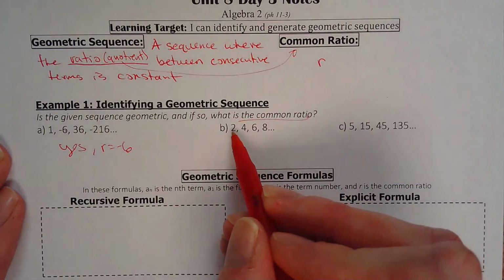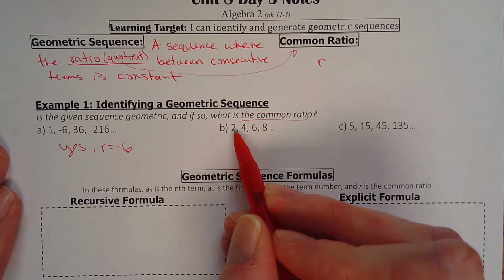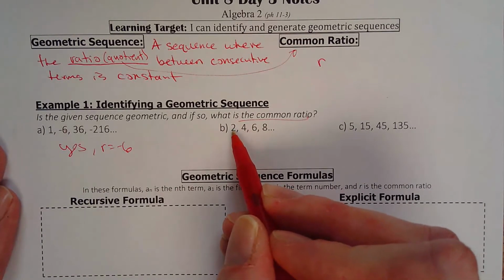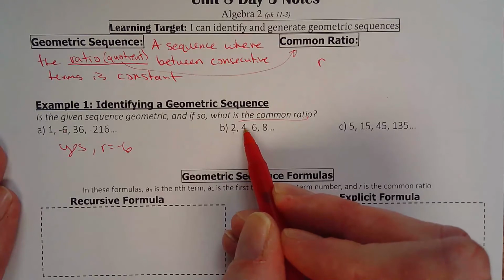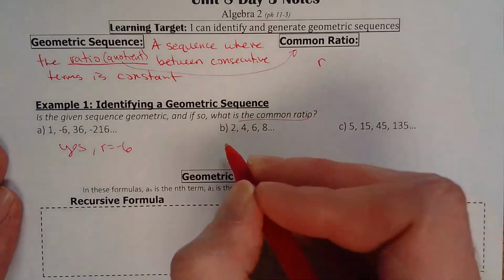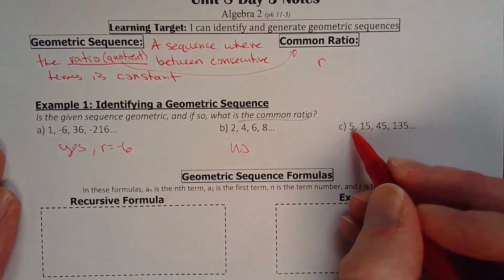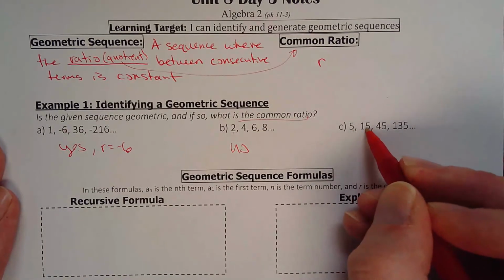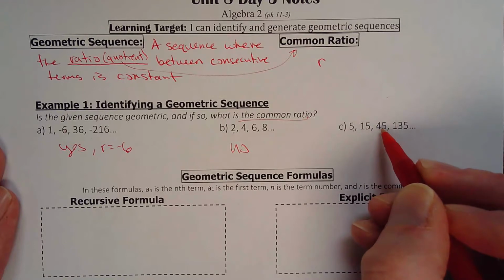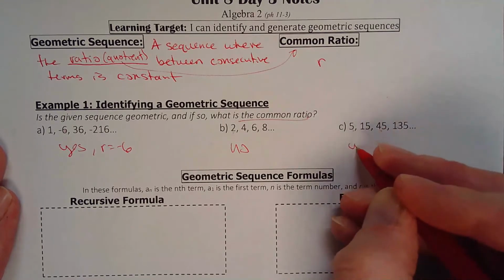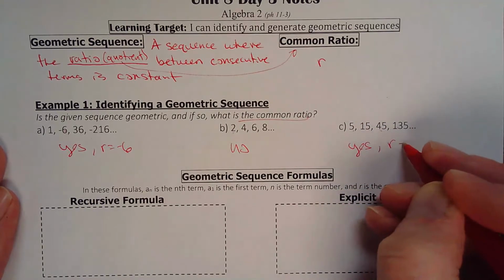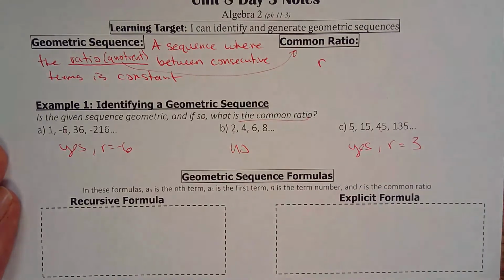Okay, B, if this is geometric, then 2 times 2 is 4, which means I have to keep multiplying by 2. So 4 times 2 is not 6, so that's a no. That's not it. And then 5 to 15, that's multiplying by 3. Then 15 times 3 is 45, so this one is a yes, and that common ratio is 3. I'm multiplying by 3 every time.